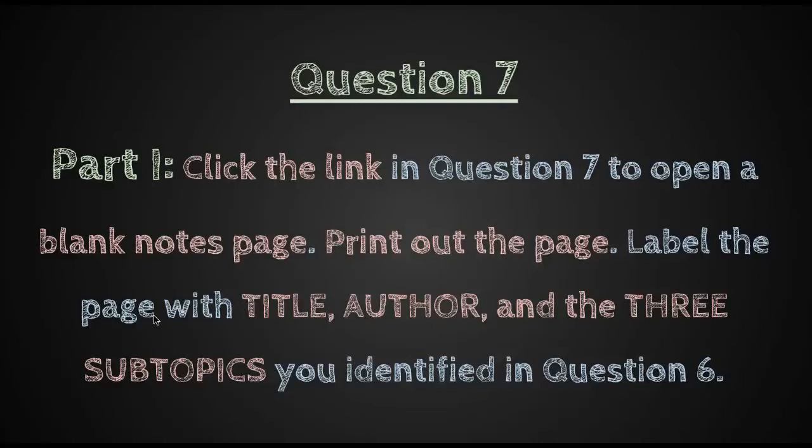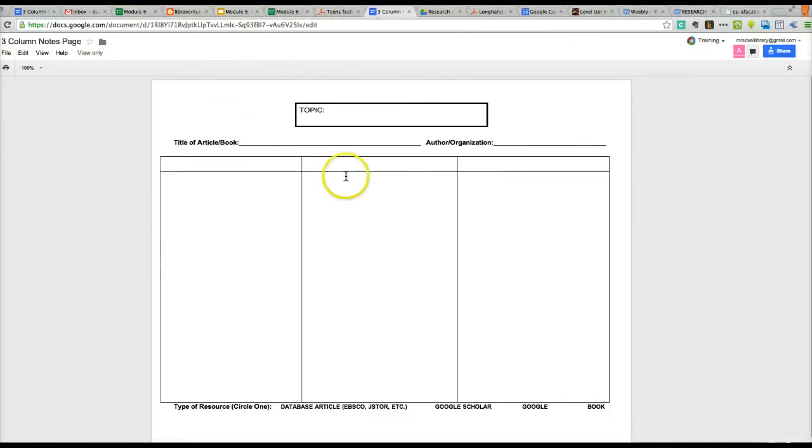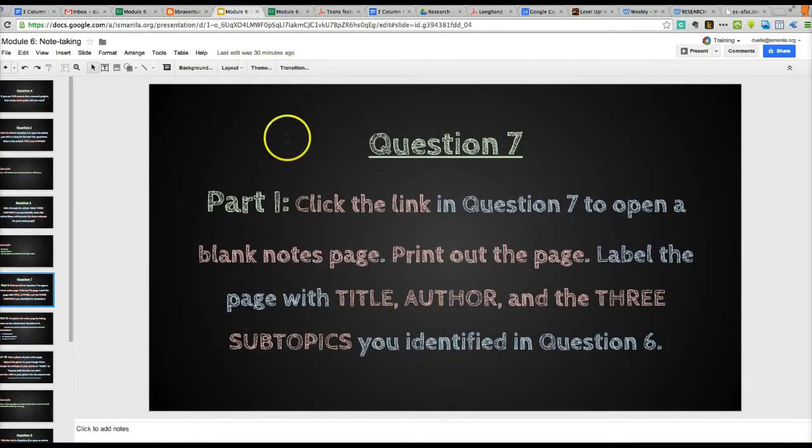So click the link in question 7 to open the blank notes page. Print it out and then actually label it with title, author, and the 3 subtopics that you just identified in question 6. When you click on the link, this will come up. So print it out and then actually include what a general topic would be that you might be doing a research project on, and then the title, the author. You can skip this down here because I actually provided the source for you, so you didn't find it yourself and may not actually know if this is a database article, Google Scholar, Google, or book. And then pause the video and complete part 1.